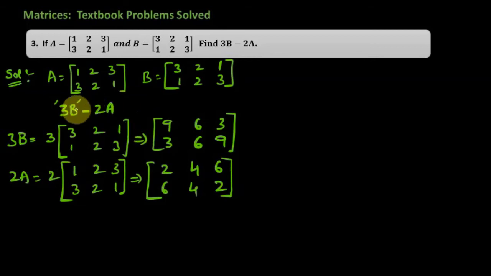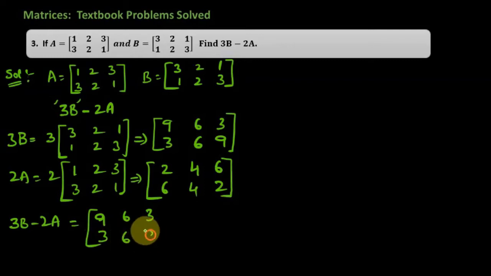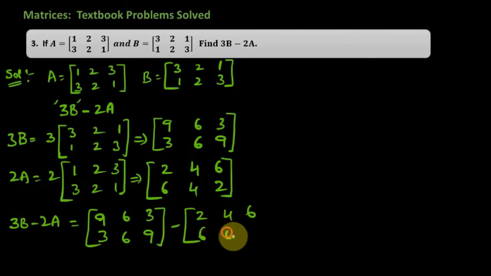Now what we should find? 3B minus 2A. Now we'll find 3B minus 2A. Right, so what is the value of 3B matrix? 9, 6, 3, 3, 6, 9. Right, minus, what is 2A matrix value? 2, 4, 6 and 6, 4, 2. Now simply we should subtract the corresponding elements.